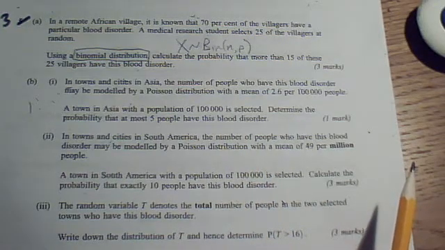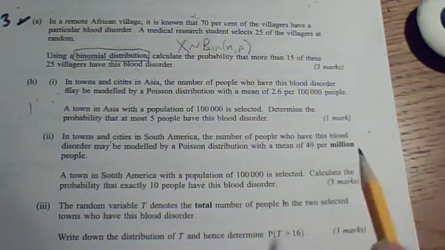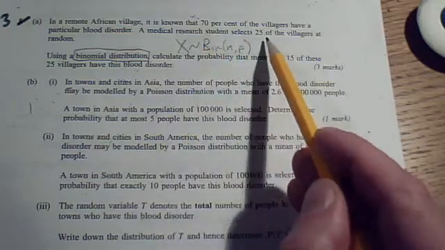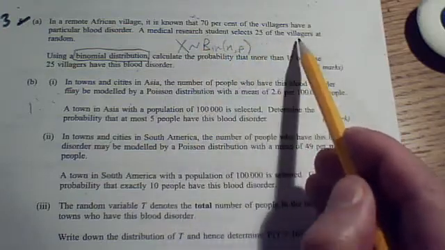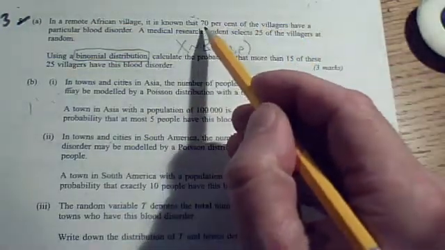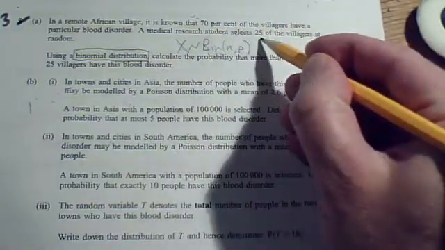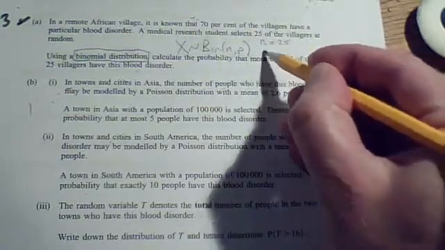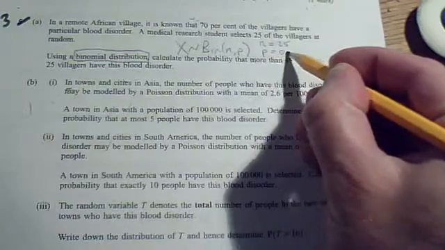So maybe you'd like to do that before carrying on. Okay, n is the number of trials, and the thing that's been repeated is 25 villagers. We're taking 25 trials, and the probability of having the disorder is 70% or 0.7. So your first thought might be to let n equal 25 and p equal 0.7.